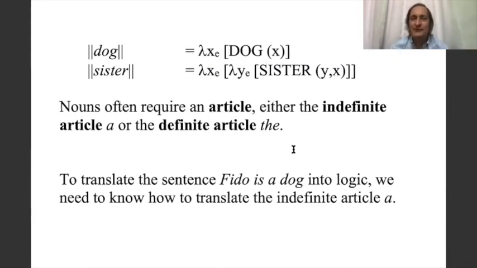Okay, so the next thing we're going to look at is noun phrases. Noun phrases, if they're singular, generally occur with an article. It can either be the definite article, "the," or the indefinite article, "a." And at this point, we're going to look only at "a." We will take up "the" in chapter 6. So to translate the sentence "Fido is a dog" into logic, we need to know how to translate the indefinite article "a." What do we do with it?